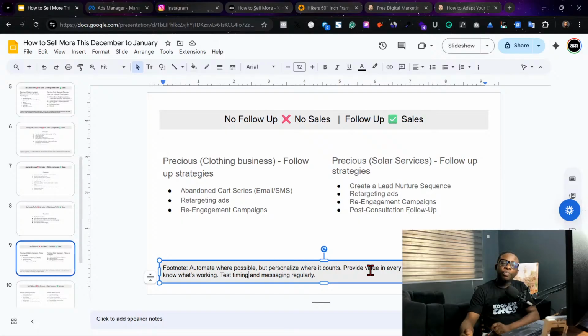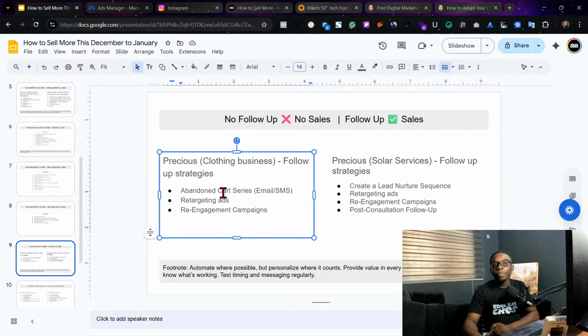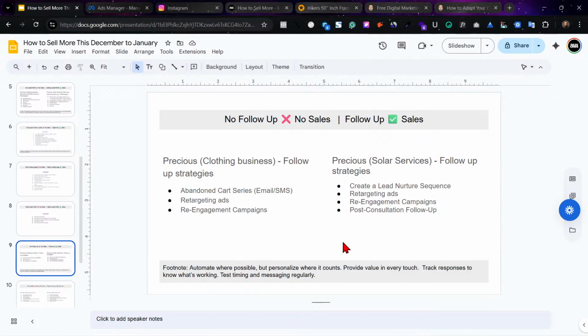You can automate your process from your ads, people going to your landing page, going to your email, and finally you talking with them, right? You can automate all this, even these add-to-cart emails, you can automate everything. But being able to automate doesn't mean you would not always go and check your funnel to know if it's working. You get? But personalize where it counts.